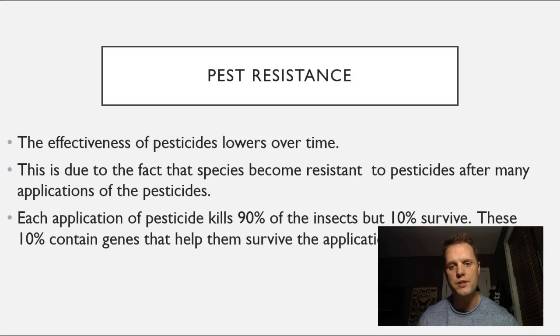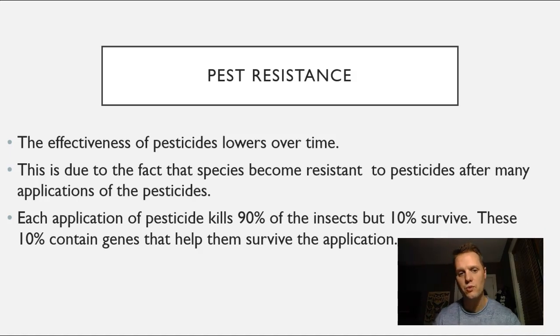The last issue we're going to talk about when we talk about pesticides is pest resistance. This is the idea that the effectiveness of pesticides lowers over time. This is due to the fact that species become resistant over time after many applications of pesticides. For example, imagine I applied a pesticide that killed 90% of the insects, but only 10% survived. Well, these 10% that survived may contain genes in their DNA that help them survive the application.